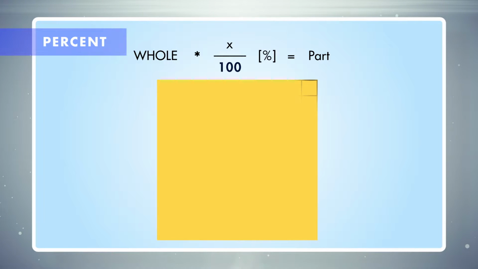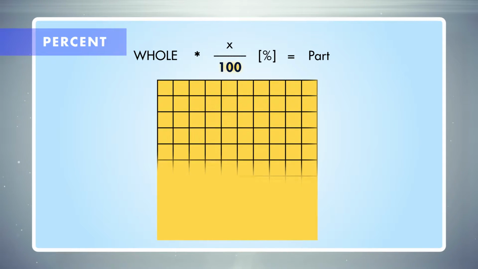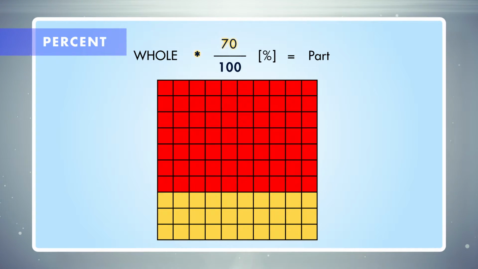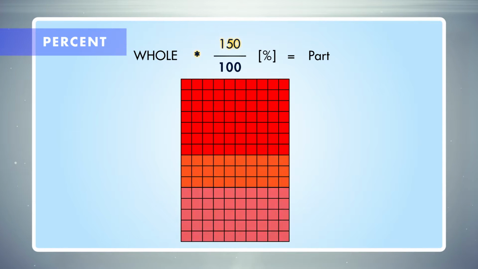So we're basically dividing the whole into 100 even pieces. And then we're multiplying it with the numerator of the fraction, which represents the number of pieces we'll take out of the whole. If the numerator is 2, we'll take 2 pieces. If the numerator is 70, we will take 70 pieces. If the numerator is 150, we will take 150 pieces, and so on.